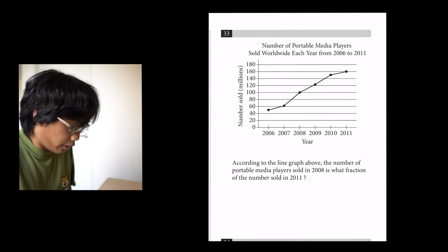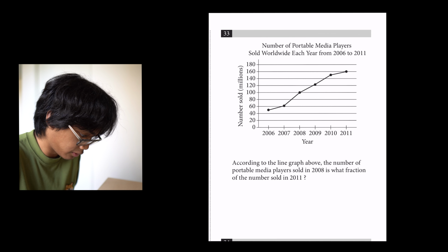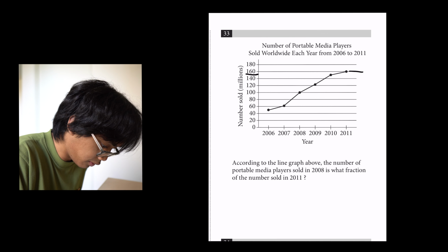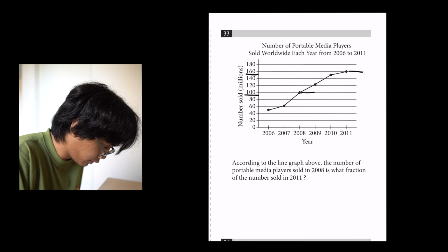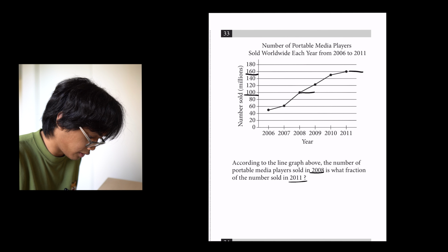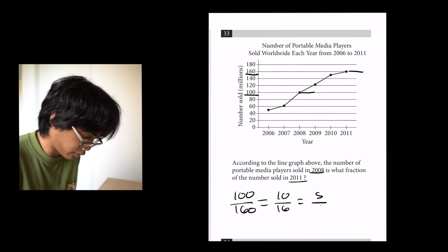107 should be good. All right, according to the line graph above, the number of portable media players sold in 2008 is what fraction of the number sold in 2011? So in 2011, they sold 160 million, and then in 2008, they sold 100. So it's asking for 2008 as a fraction of 2011, so we can do 100 over 160, which is the same as 10 over 16, which is the same as 5 over 8.